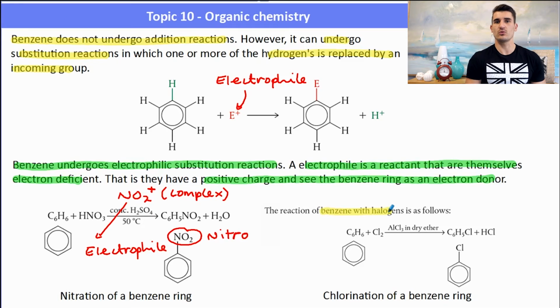The same kind of thing will occur with a halogen. If we want to halogenate the benzene ring, we add a halogen, and then we need to have the right conditions, which is aluminium chloride in dry ether. And that will allow us to substitute one chlorine onto the benzene ring. We can only substitute one at a time. So the difference between halogenoalkanes and benzene, one reacts with a nucleophile, the other with an electrophile.